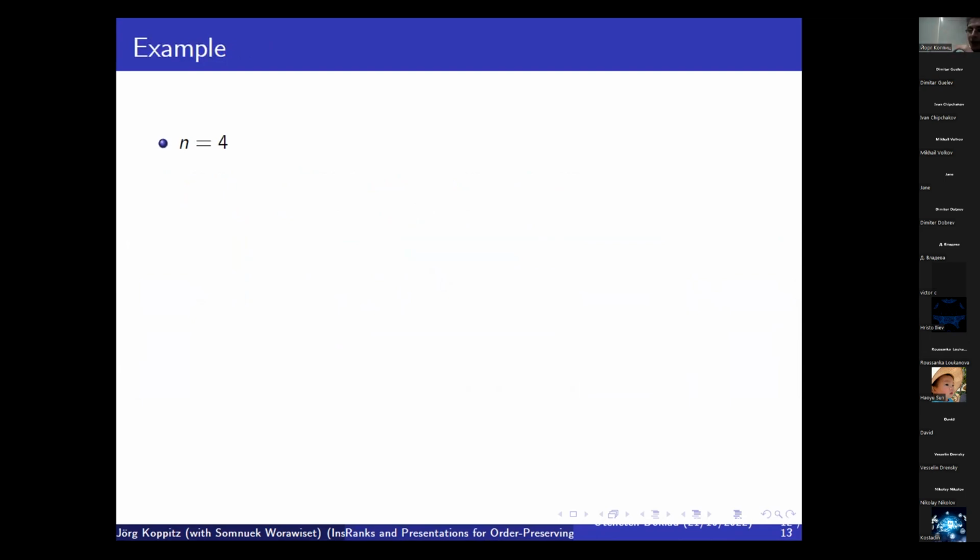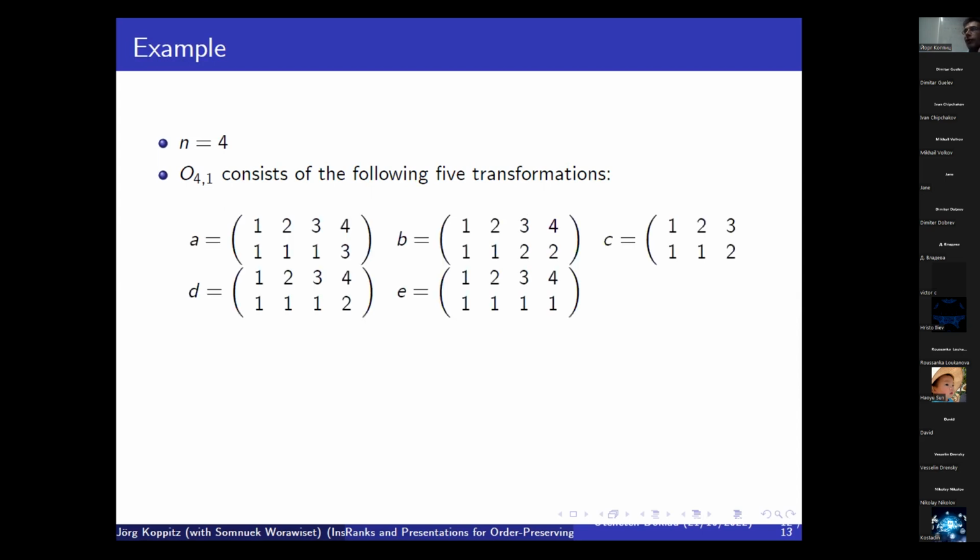So in the case n is 4, we consider the semigroup O for 1. That means we consider all transformations on the set 1, 2, 3, 4 with the property order preserving, and 1 is the only fixed point. And then we can easily check that we have exactly 5 such transformations.